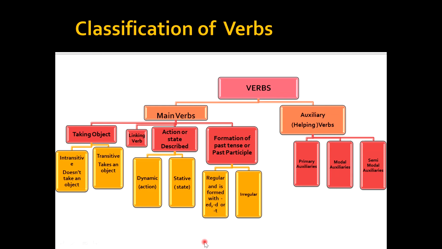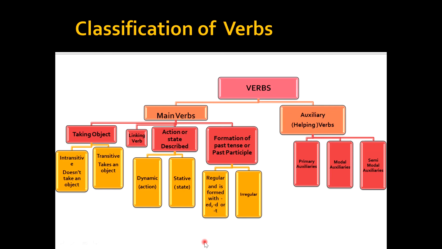Now, auxiliary or helping verbs. We have primary auxiliaries, modal auxiliaries, semi-modal auxiliaries. What are the primary auxiliaries? They are be, have, and do. They take part in the formation of various grammatical constructions, but they cannot carry a meaning of their own because they cannot stand alone.